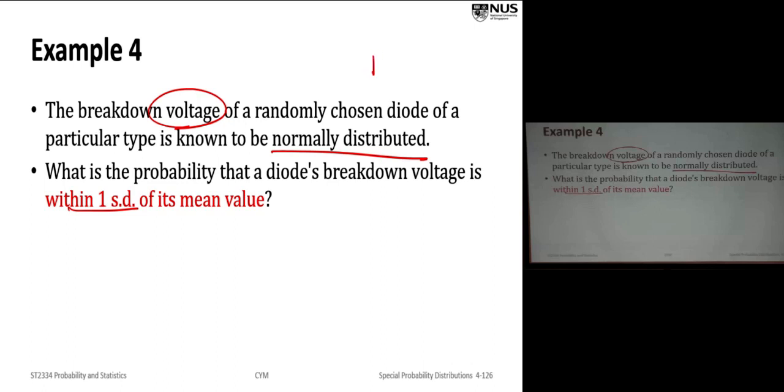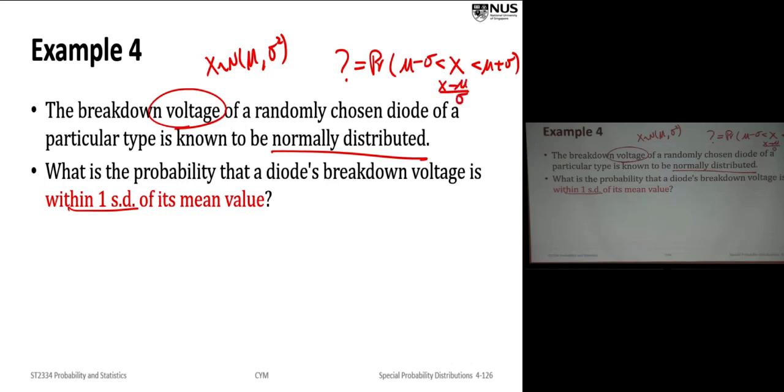So, one standard deviation. Basically, you're asked to find this one. The random variable follows a normal distribution with mean mu and variance sigma squared. What is this probability? On my calculator, what's mu, what is sigma square? It's not there. So what to do? I standardize it. Suddenly I have a number.